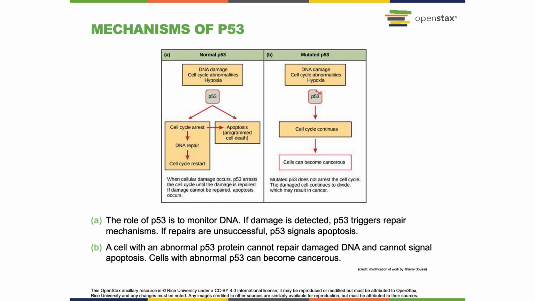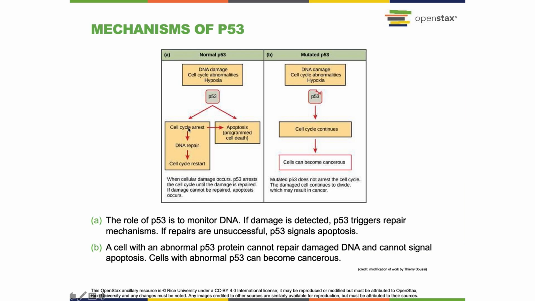Okay. So here's how P53 works. In a normal cell with normal P53, if you have some kind of damage to the DNA or some cell cycle abnormality, hypoxia means not enough oxygen, becomes anaerobic.